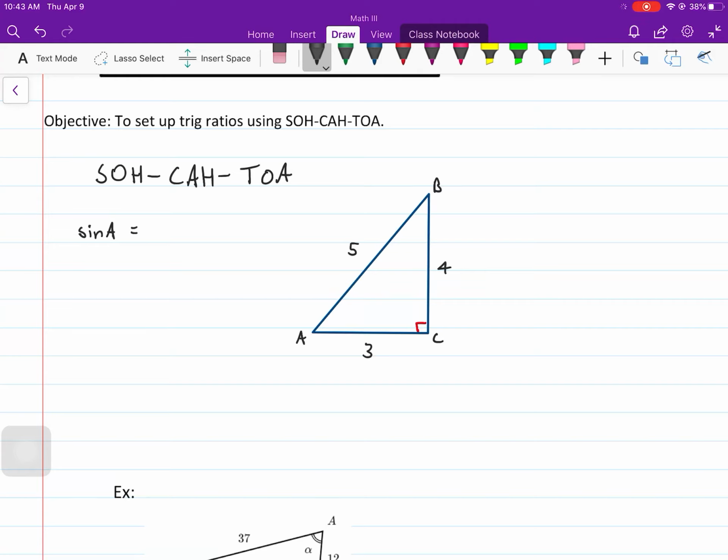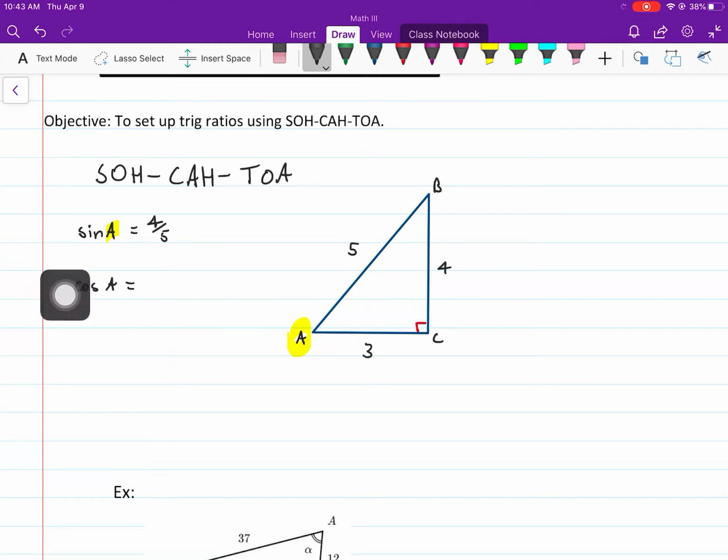you start by identifying the reference angle. What's the reference angle? Sine of A, the reference angle is A, right? So referring to that angle A, sine is opposite over hypotenuse. So opposite is 4 over the hypotenuse, which is across from the right angle, is 5.